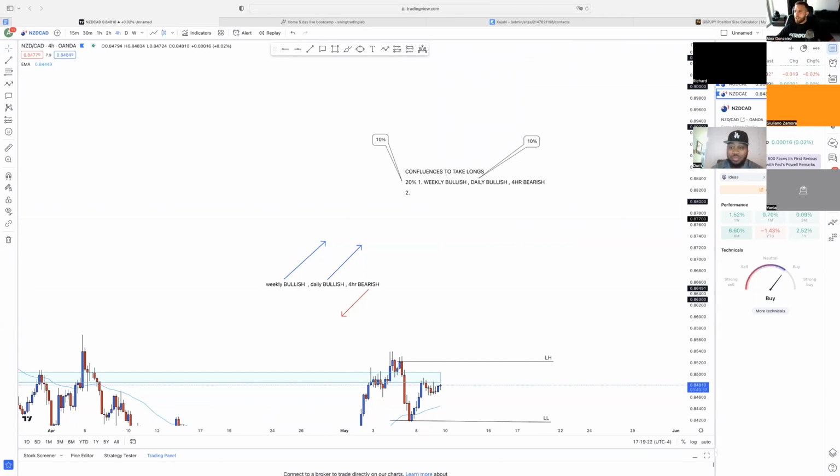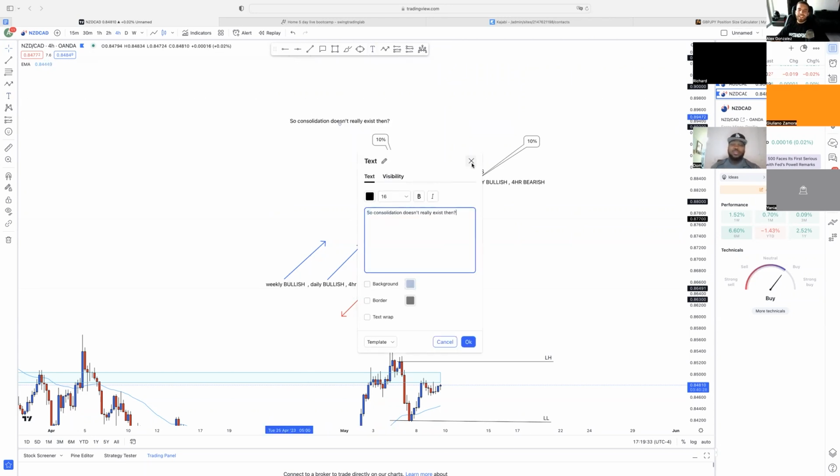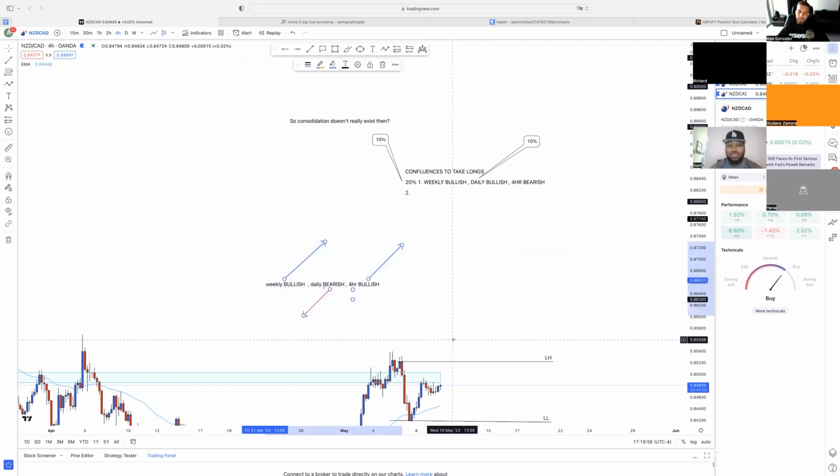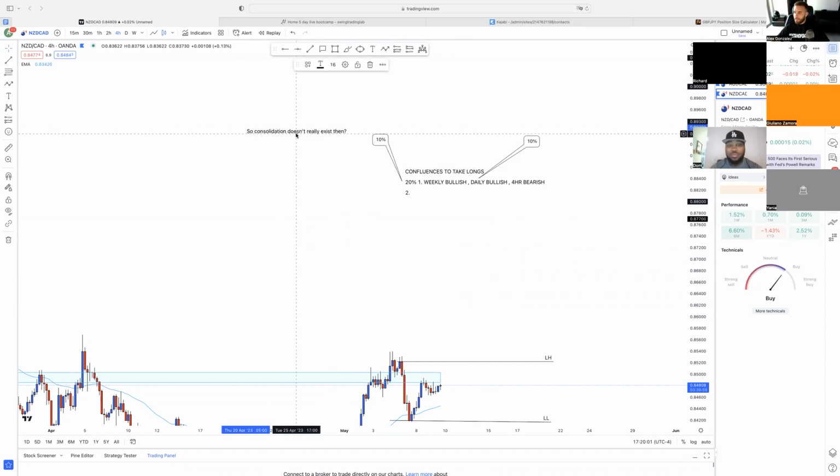So consolidation doesn't really exist then. Consolidation does exist, don't get me wrong. I got asked this question. It does exist, because let's say this were to be bearish and this were to be bullish. Yes, it kind of does, but not really, because this is obviously more advanced. This is for tomorrow. This is probably going bearish, so it gets to this area, whatever. It's a little complex. So consolidation in higher terms, no, it doesn't really exist.